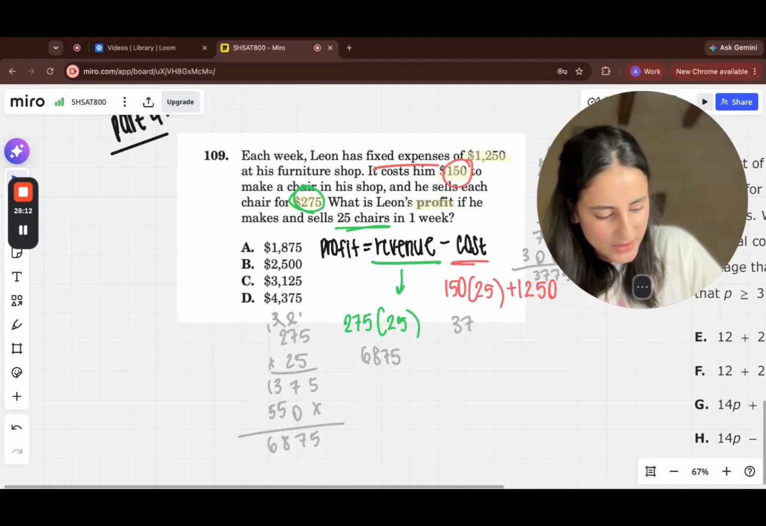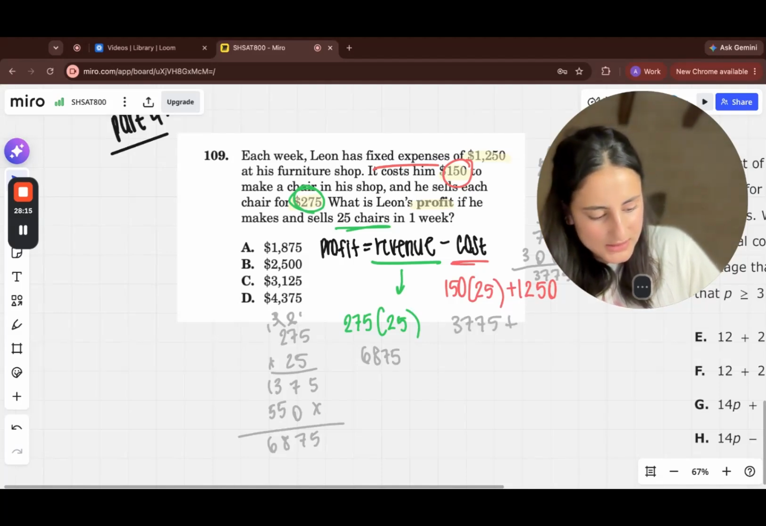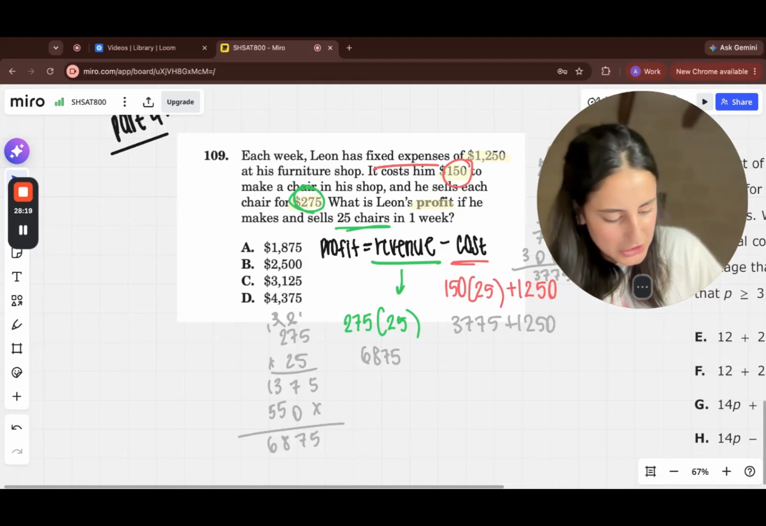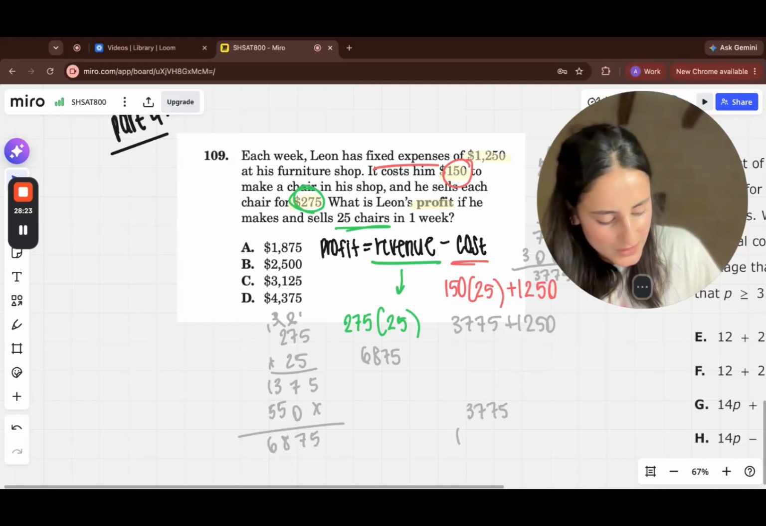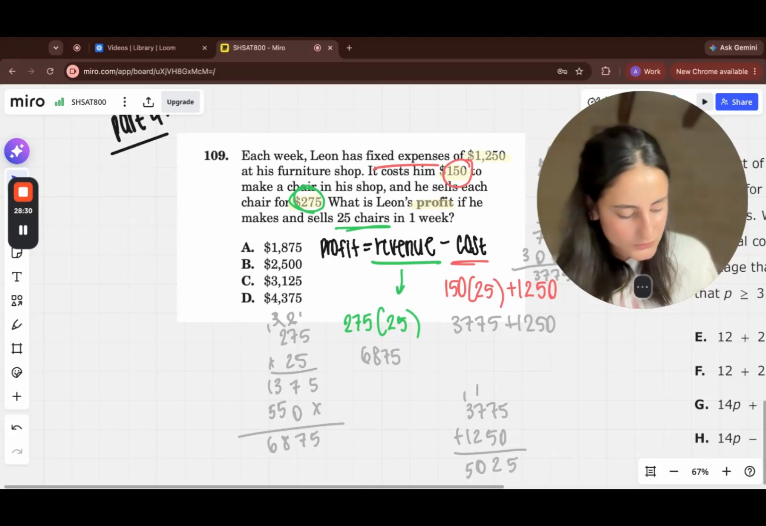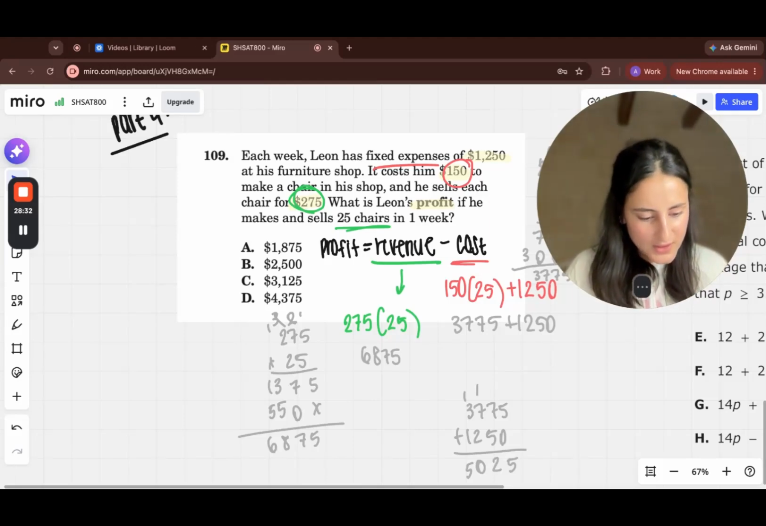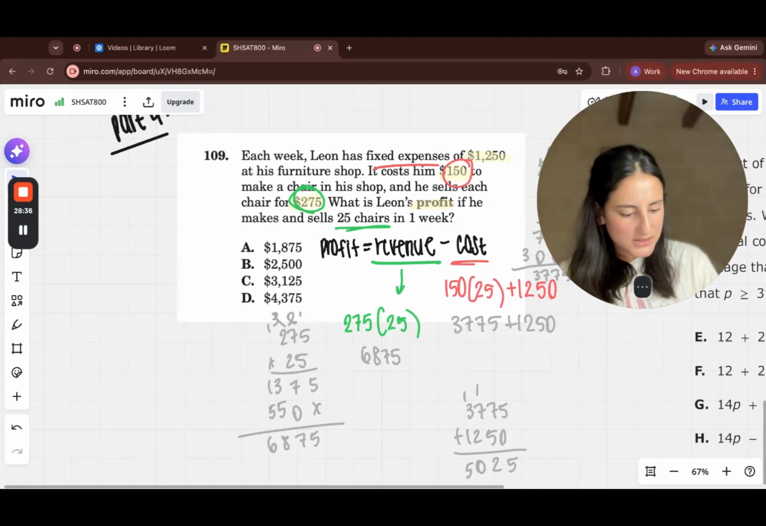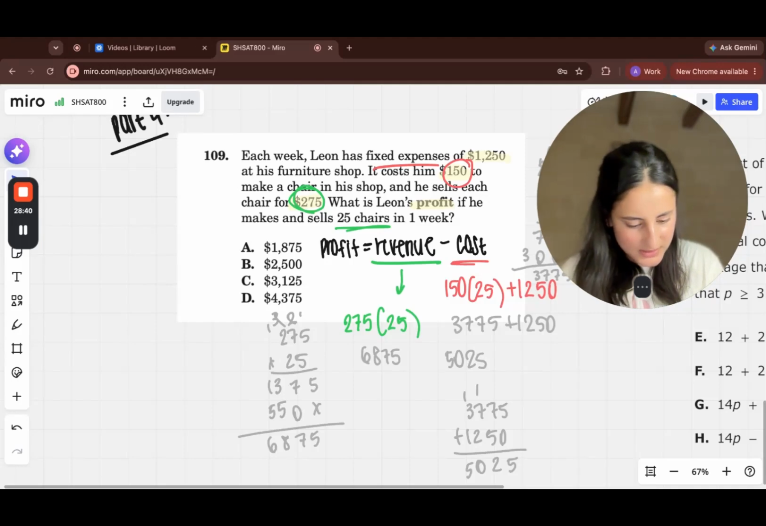So that's 3,775 plus the 1,250. And let's just go ahead and write that out too. So that's 3,775 plus 1,250. All right, 5,025. Okay, perfect. And so we have the profit and we have the cost, which I'll highlight over here. So this is the cost, and then this is the profit.